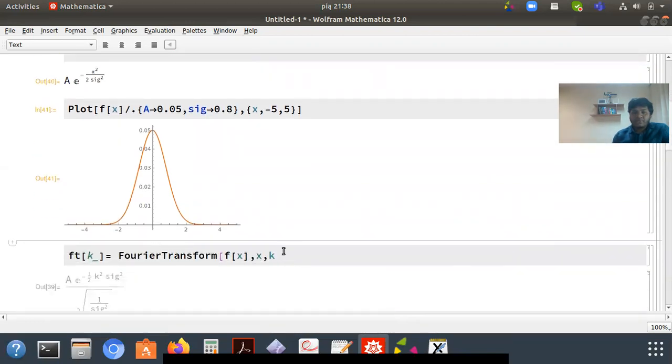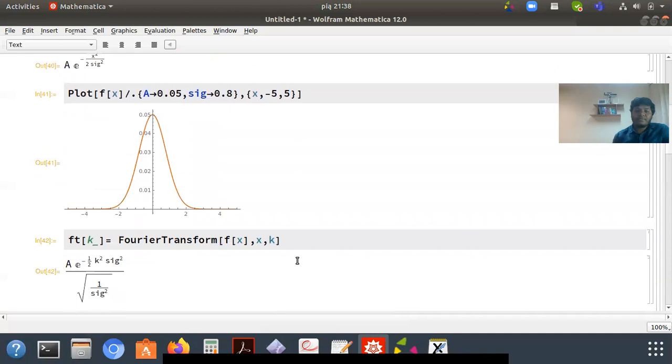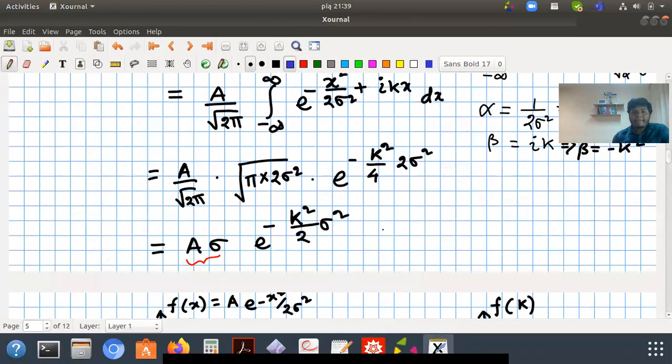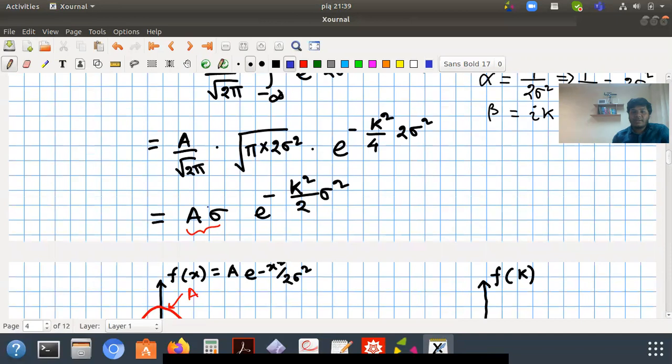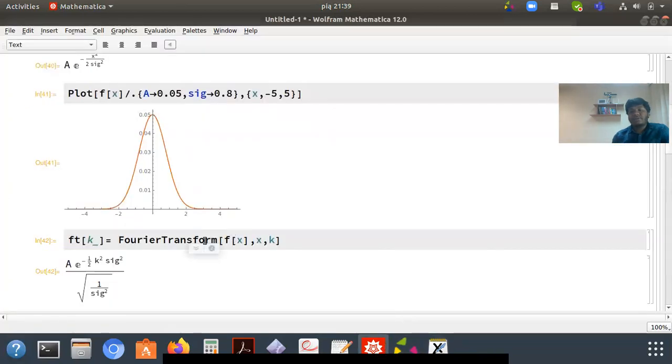Now let me calculate the Fourier transform of this function. In Mathematica, there is already a defined package for the Fourier transform that you can use. If we do the Fourier transform of this function, it will be a sigma e to the power minus half k square sigma square. What we discussed here, let me check. We get a sigma e to the power minus k square by 2 sigma square, exactly the same value for the Fourier transform.